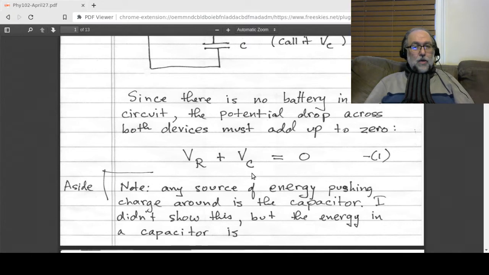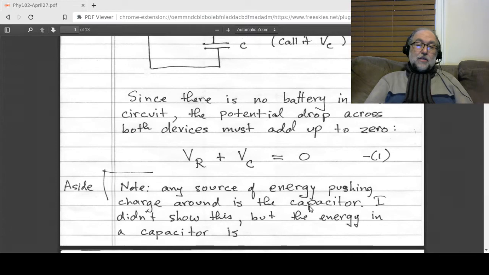Now at this point you might wonder, if there's no battery, what's giving the push? What's delivering the energy for the current that's going to flow through the circuit? And the answer is that any energy that's in the circuit is actually coming from the capacitor.